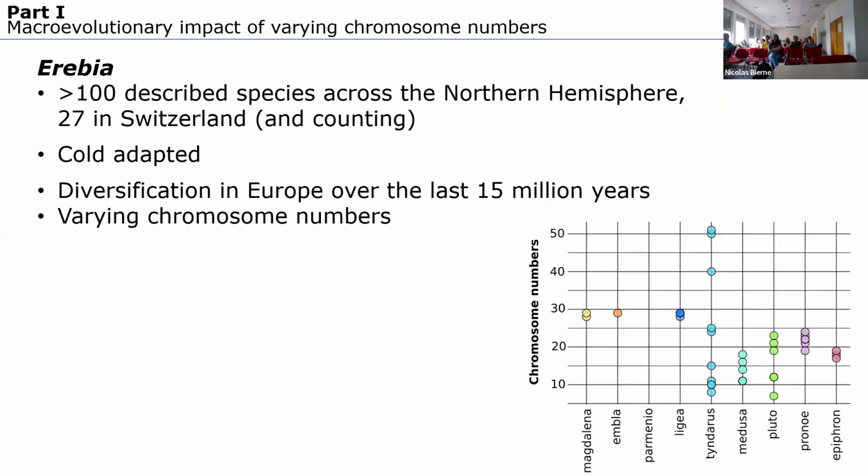And of course, they have varying chromosome numbers. Shown here are the different subgroups that we have in Arabia. We see there's a lot of variation between them. Some of them are relatively boring, with just about 30 chromosomes, and others like the Tyndarus group, which is also the youngest and most species-rich group, go crazy. They have between 7 and 51 chromosomes. And it's the youngest group, which only evolved over the last 2.5 million years.